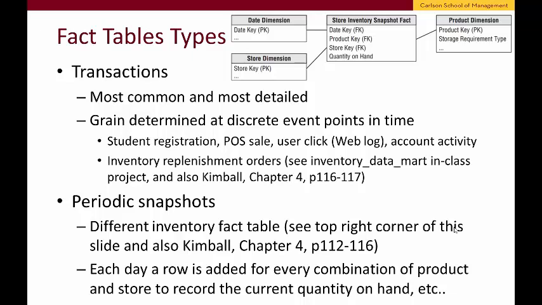In addition to transactional fact tables, periodic snapshots are arguably the next most widely used type. In an inventory management data mart, each day a row is added for every combination of product and store to record the current level of inventory. The grain here is determined at predictable intervals in time, so-called snapshot periods or snapshot dates, like a day, and describe performance over that time period rather than an instantaneous transaction, such as the retail example used thus far. For a more in-depth study of inventory snapshot and other inventory-related dimensional models, see Kimball's Chapter 4.